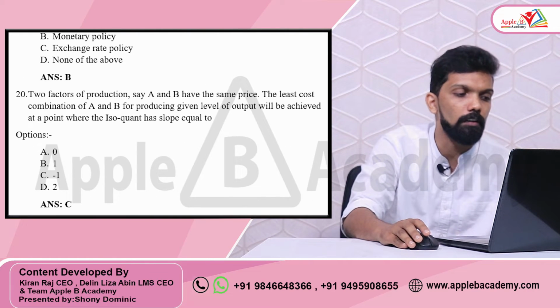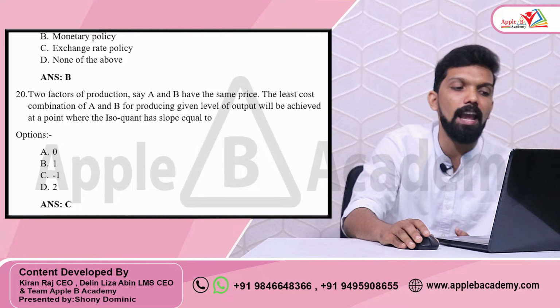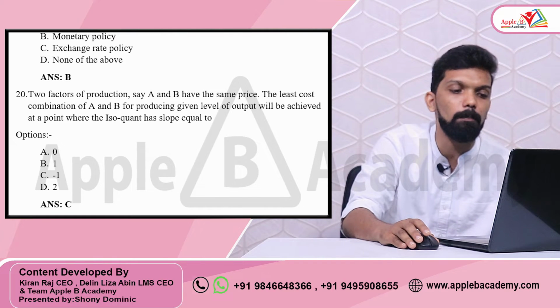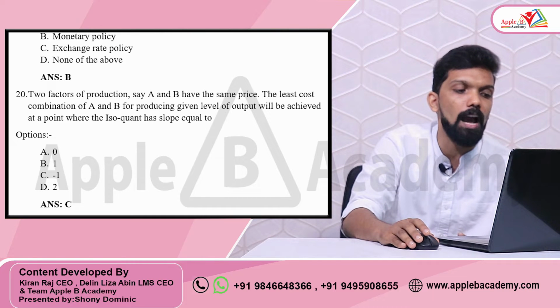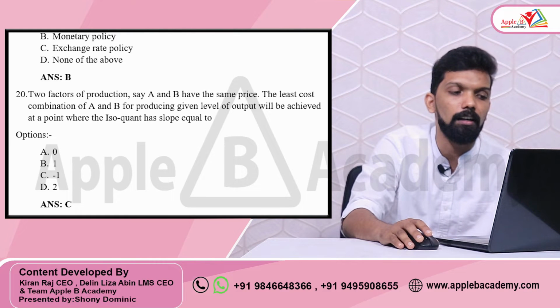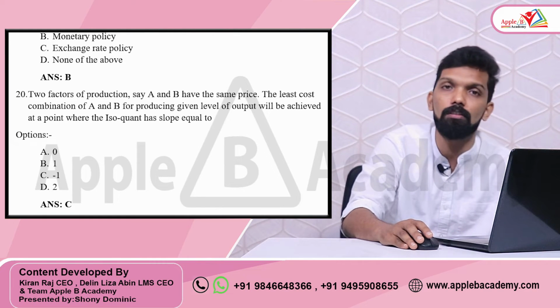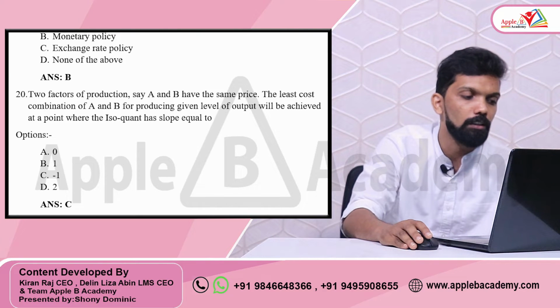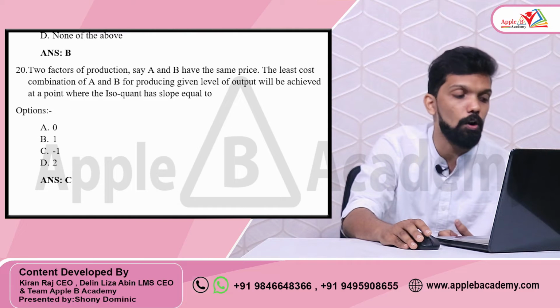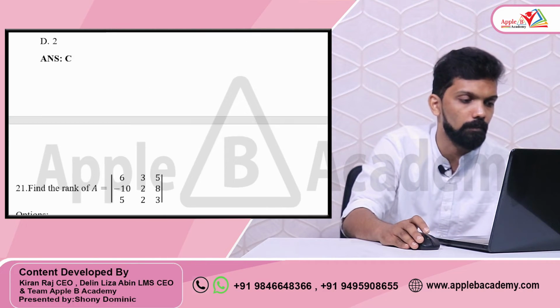So the next one, the 20th one: two factors of production, say A and B, have the same price. The least cost combination of A and B for producing a given level of output will be achieved at a point where the isoquant slope is equal to what? So we have to identify the slope of the isoquant. This question is from the module microeconomics. Different options are given: first option 0, second one 1, third one -1, and fourth one 2. The right answer for this question is option C, which is -1.